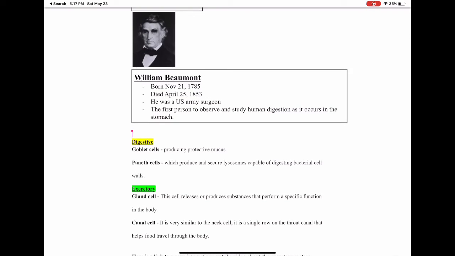Then the next part is the canal cell. It is very similar to the neck cell. It is a single row on the throat canal that helps food travel through the body. So as we said, it's very similar to the neck cell and the esophagus, where it just helps let anything go through the throat and canal very easily, flowing through, no stoppage, nothing.